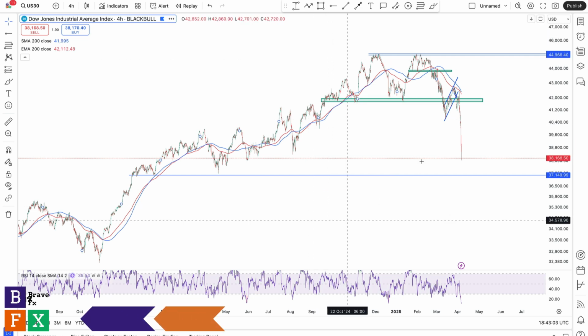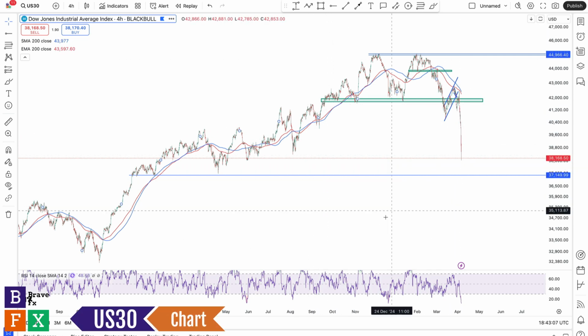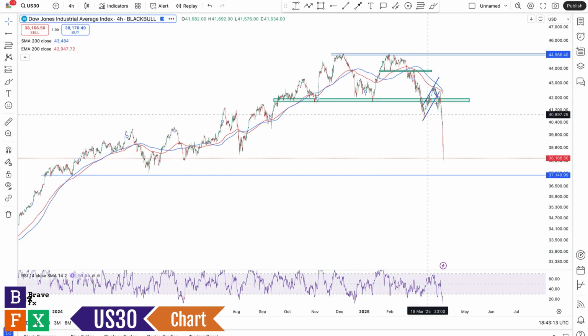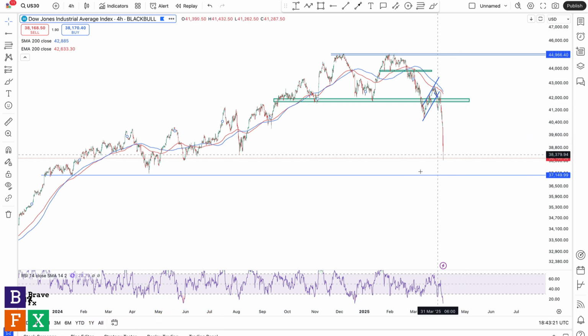So US30, you can see the massive dump all the way from these price levels to the current price levels, and I am a bit upset about this because I missed this trade opportunity, right? I was looking for the perfect entry for this trade, but I missed it, and there's some nasty price decline to the downside. And for those who caught this, kudos to you.